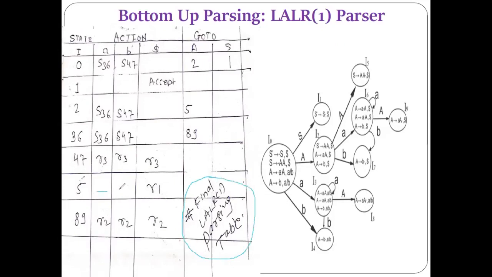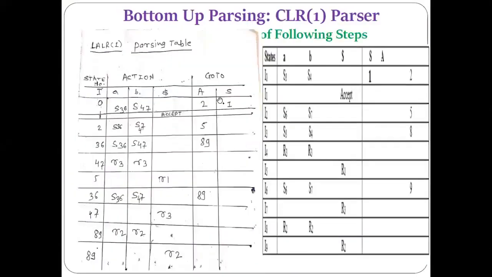If you see, the number of empty positions is increased in the case of the CLR1 parser and also in the case of the LALR1 parser. You can see how to generate the LALR1 parsing table from the CLR1. We have to just perform some modification in the CLR1 parsing table, which I already told you. So by comparing the CLR1 parsing table, once again I am telling you.